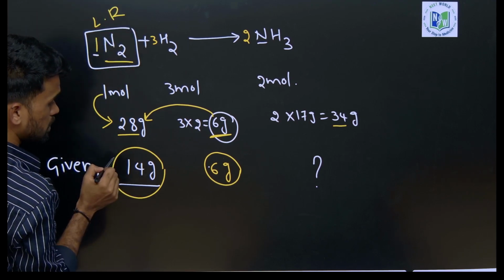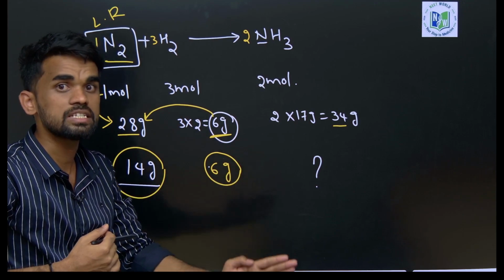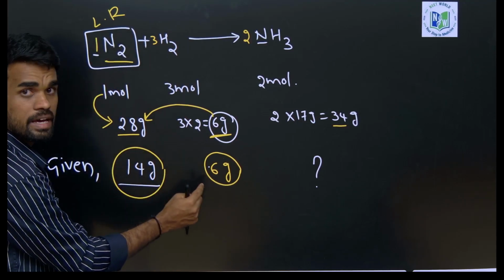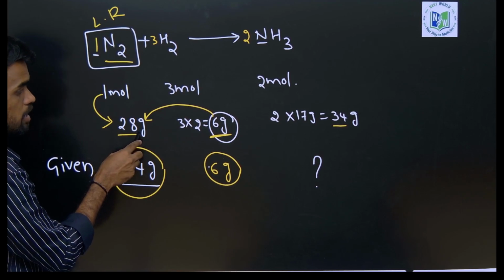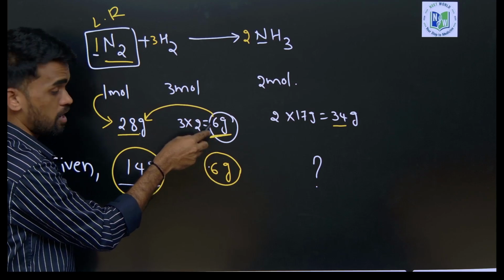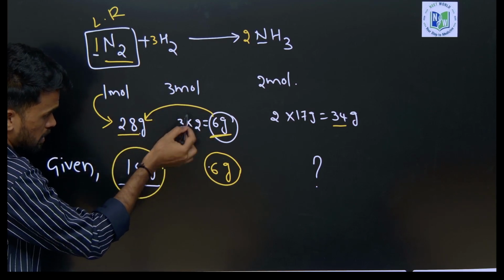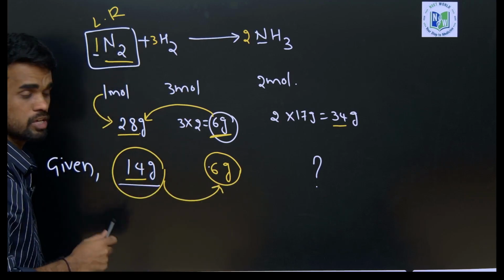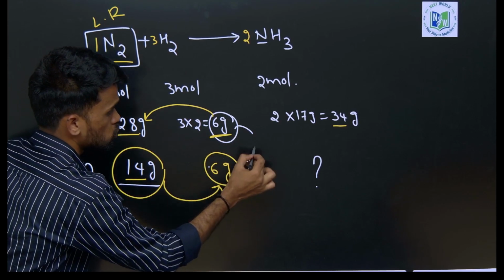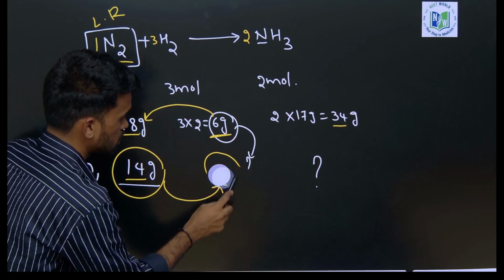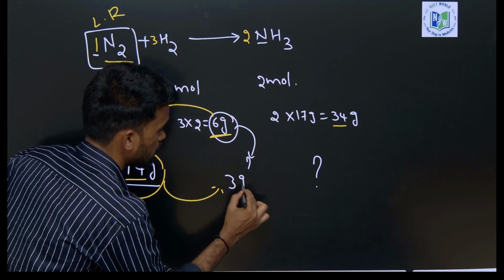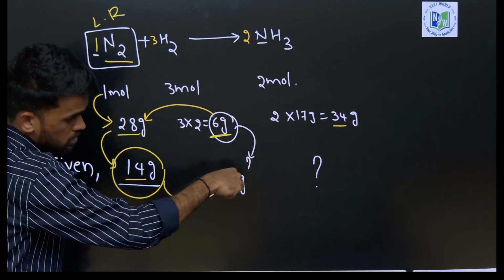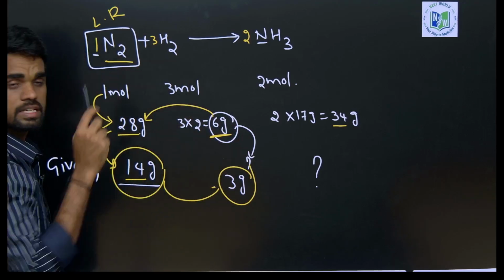And it means our calculation must proceed with the limiting reagent only, but not with the excess reagent. It means for every 28 grams, how much hydrogen is required? 6 grams is required. So as per this equation, for 28 it is 6. It means for 14 it should be how much? See, it is half. Then this should also be half. It means only 3 grams is enough, right? From here to here it is 14 grams. Here also you just do half of it.